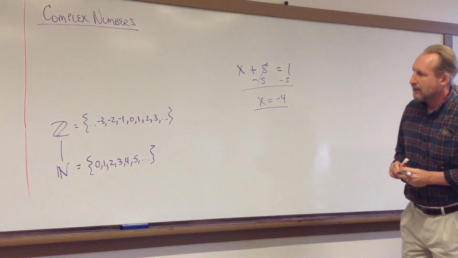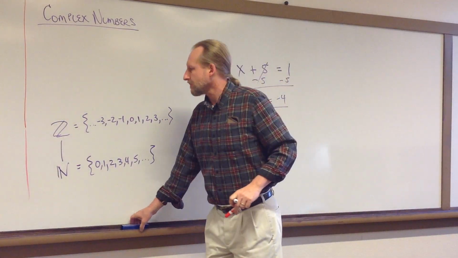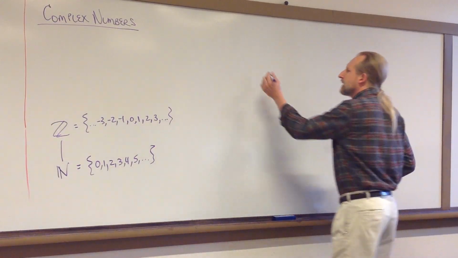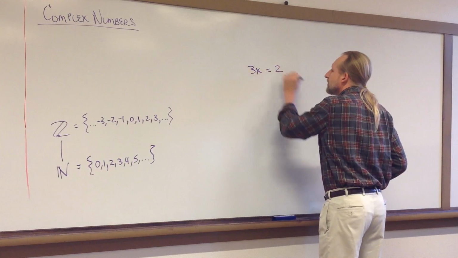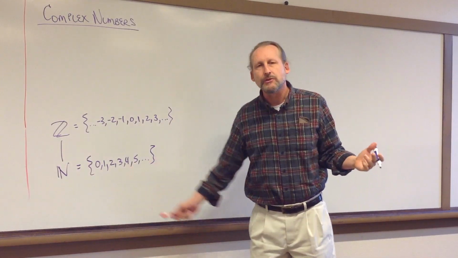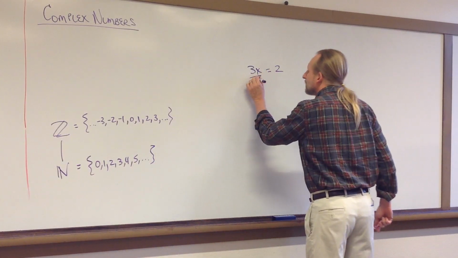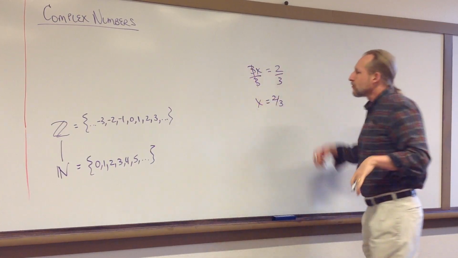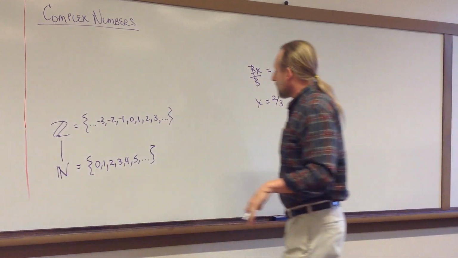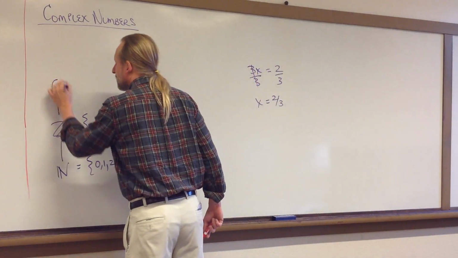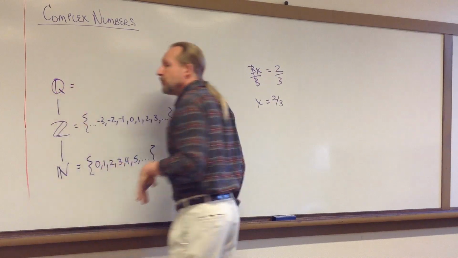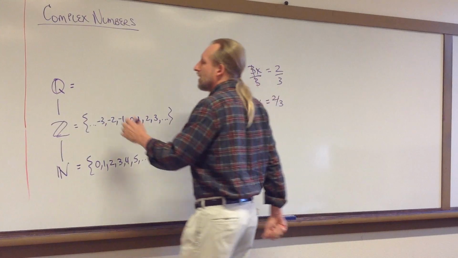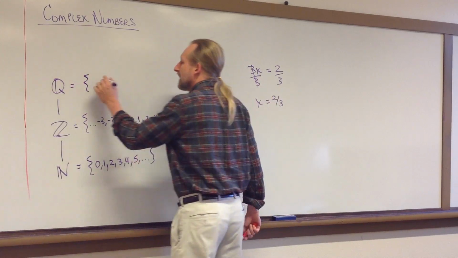Now, what if we wrote another equation, like 3 times x equals 2. Again, we're just using natural numbers, but the answer to this equation is not a natural number. It's what's called a rational number. That number set is represented with a Q for quotient, because ratio and quotient are synonyms for the same thing.